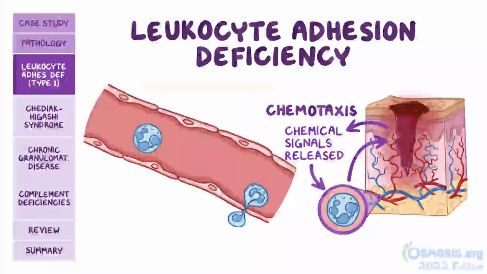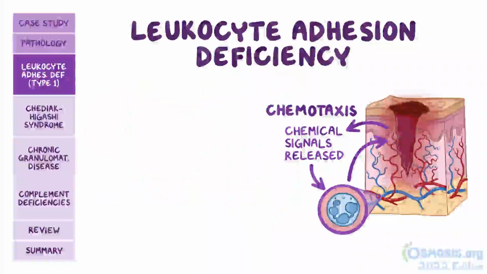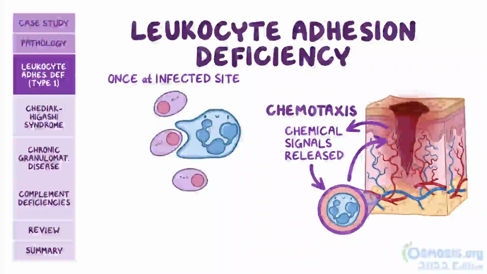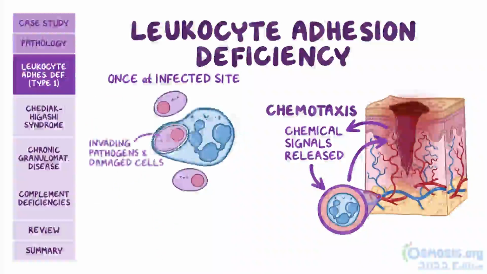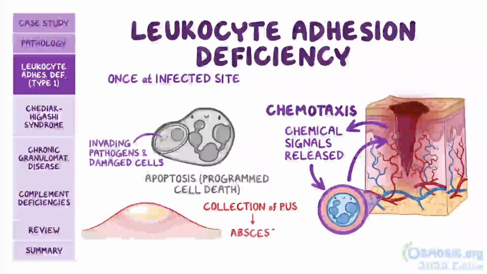To do this, what's important to know is that there's a tight interaction between cellular adhesion molecules on the surface of endothelial cells and the integrins on the surface of the phagocytes. Once at the infected site, phagocytes start phagocytosing, or eating invading pathogens and damaged cells, and then undergo apoptosis, or programmed cell death, destroying themselves and all of the pathogens they've taken in. This may form a collection of pus, which can accumulate in closed tissue spaces and develop into an abscess.